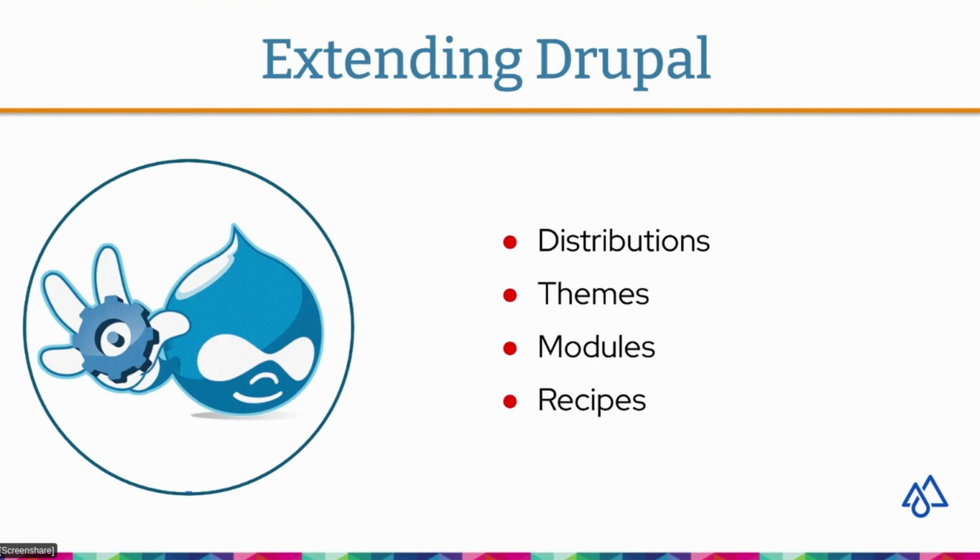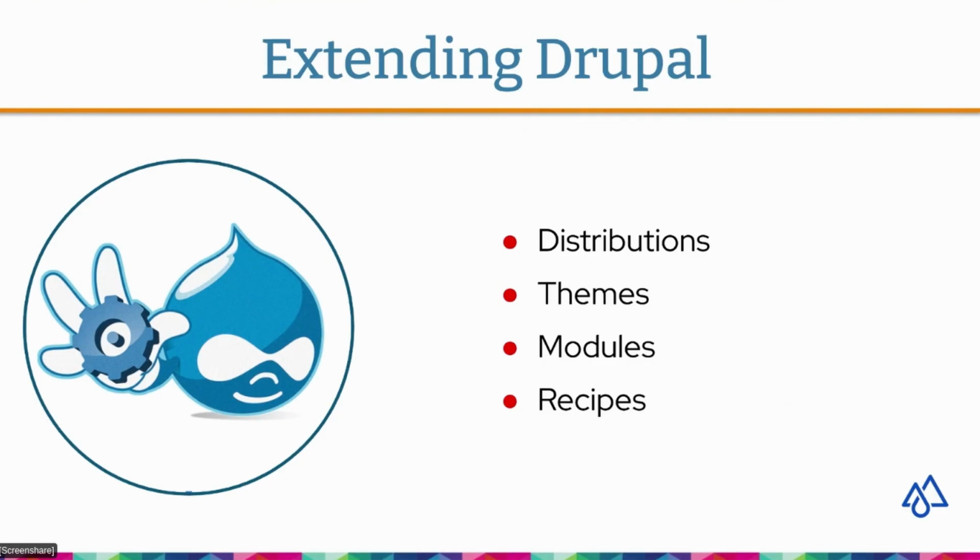Core is very selective, they don't want it to be bloated, and so sometimes there's something not in core, and that contributed module might be the difference in what makes it work for you. And then recipes are modules and configuration, created as scripts that you can install.